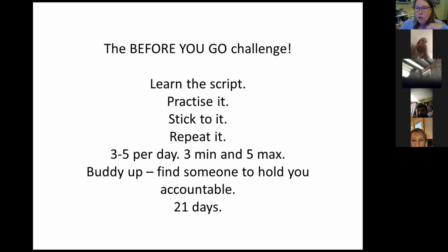So I'm giving you all a challenge, the Before You Go challenge for 21 days. I want you to learn the script. I want you to practice it. I want you to stick to it and repeat it. Don't try and reinvent the wheel. Don't try and come up with your own version. Just keep it really simple. Do it within your team.